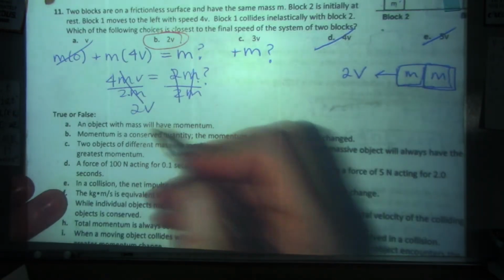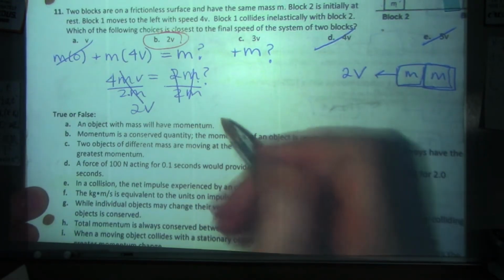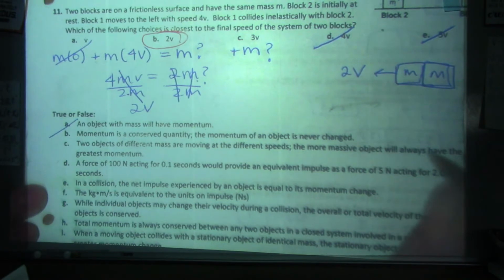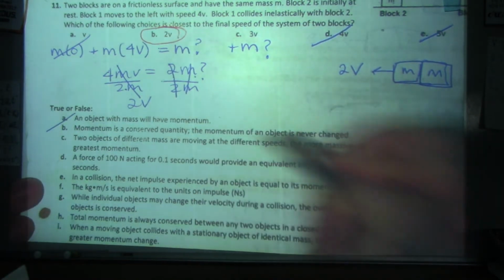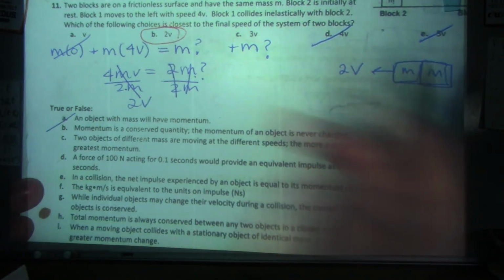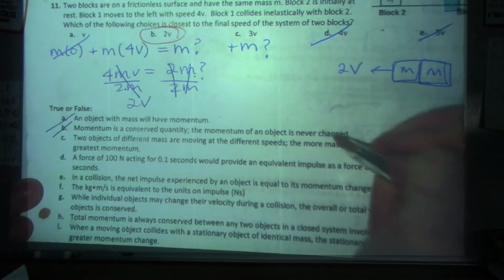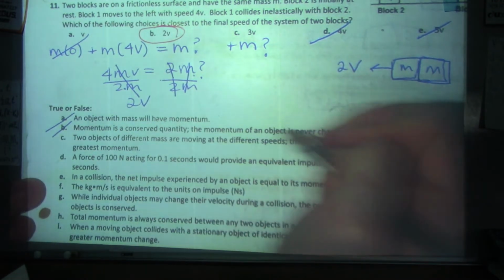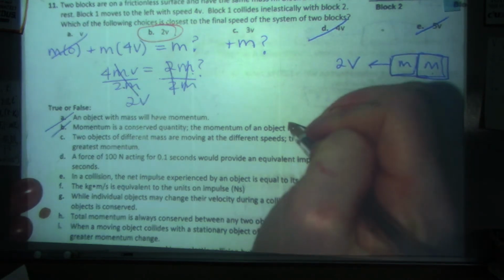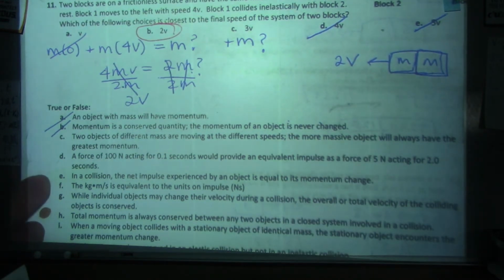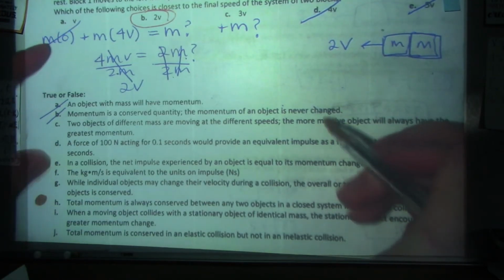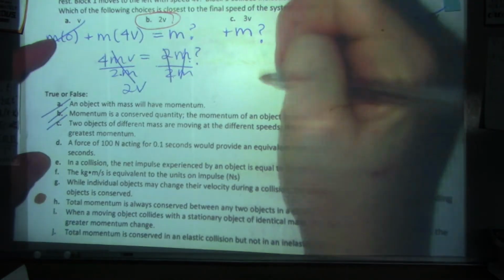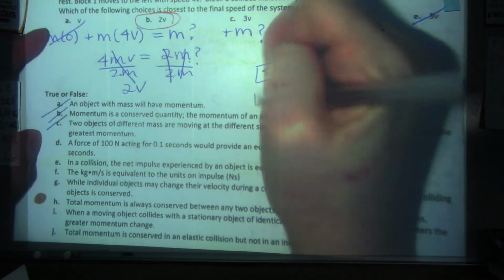An object with mass will have momentum. Not always true, it has to have velocity. Momentum is a conserved quantity. The momentum of an object is never changed. Not true. You can change momentum if it's slowing down or speeding up. The total momentum can never change, which is different than what it says. Two objects of different mass at different speeds. The more massive will always have the greatest momentum. Not true, because I could have a mass of 5 and a mass of 10.